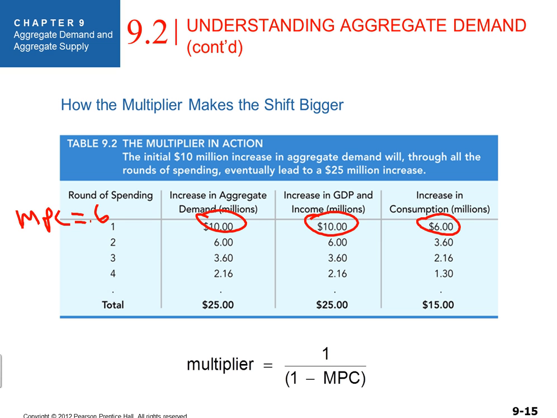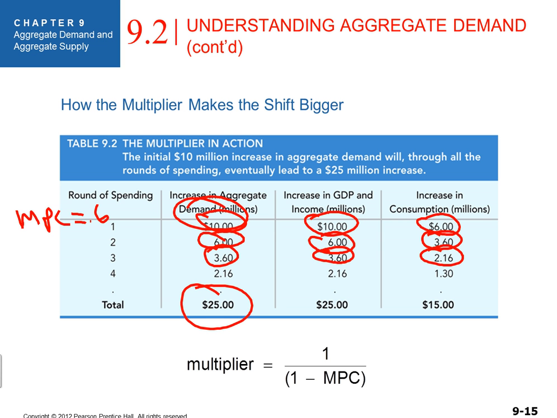Then if people consume 6 million more dollars, the aggregate demand shifts another 6 million. People get 6 million more income, and then they spend 0.6 of that, which is 3.6 million. Then there's a $3.6 million increase in spending. People get $3.6 million more in income, and then they spend 2.16 million in addition, and so on. If we keep doing that over and over, we're going to find that an initial $10 million increase in aggregate demand becomes a $25 million increase in total because of the multiplier.